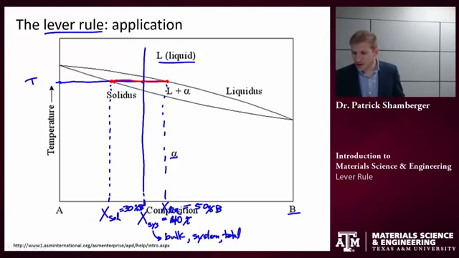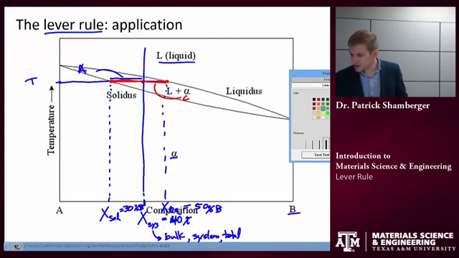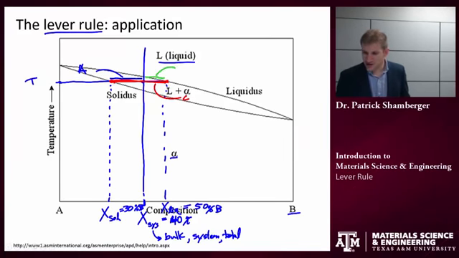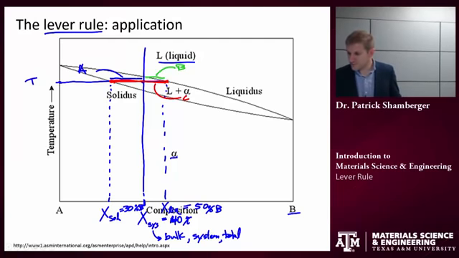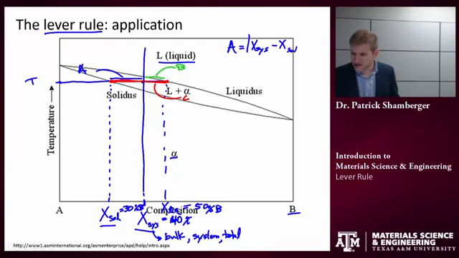Okay, so to apply the lever rule, I need to know three things. I need to know this overall length, I'll call that C. I need to know this length, I'll call that A. And I need to know this length, and I'll call that B. So in this case, A is given by the difference between the system and the solid composition. And so we usually look at the absolute values. That way we don't have to worry about signs in this case.